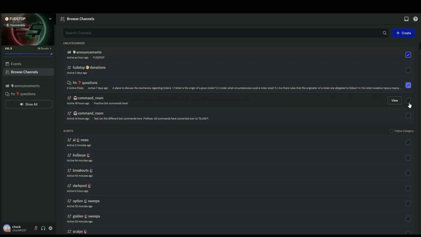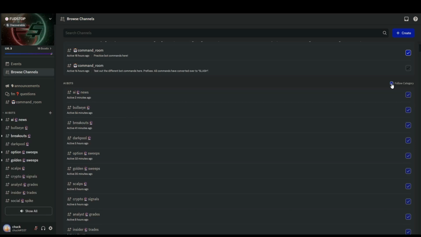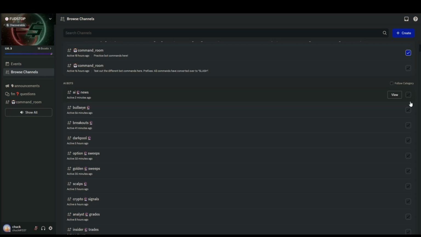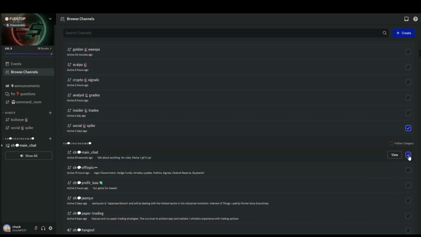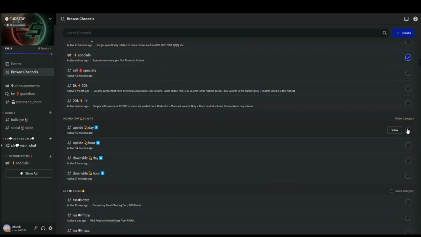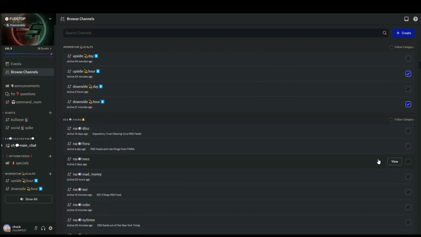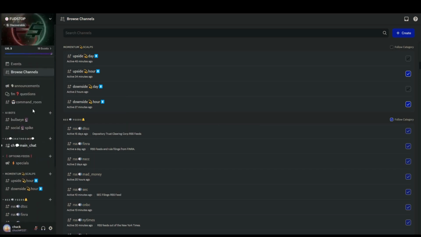Now you can go through and turn on what you want. So if we want announcements, we click the checkbox for announcements. If we want questions or command room, we turn those on individually. If you want to follow an entire category, like the AI bots category, you just click the follow category button. Or if you just wanted the bullseye plays, click bullseye. So you can see this is a much more manageable way to go about the server, is simply going through the menu, picking out what you want. So if you just want the automated play feeds, pick the specials, bullseye, upside downside momentum plays. If you want some RSS feeds pertaining to industry news, you can turn those on as well. That's the beauty of it. It is 100% customizable by you.